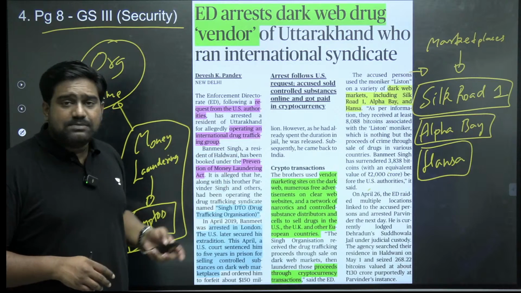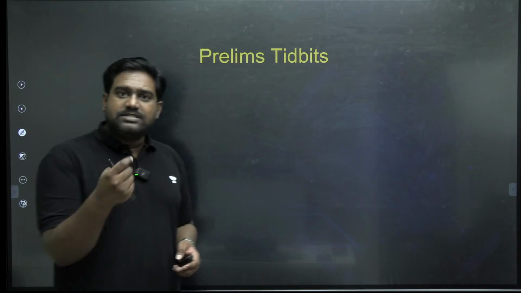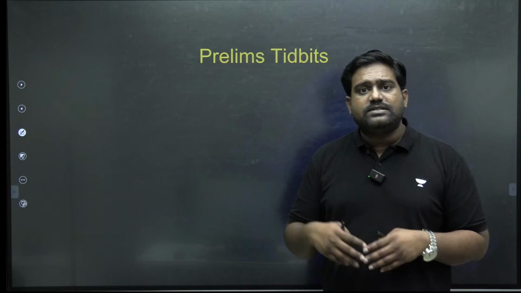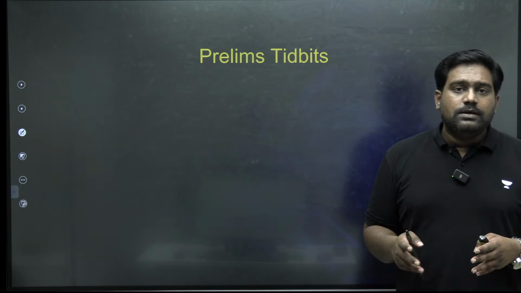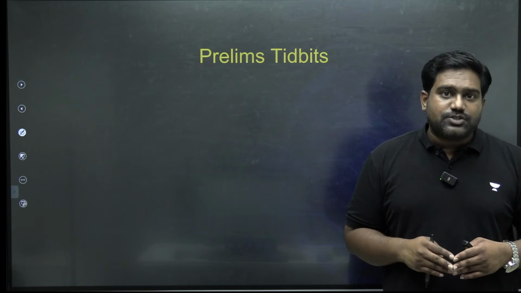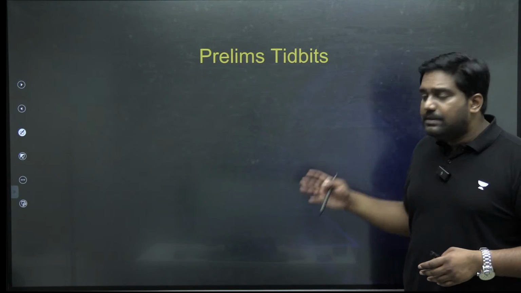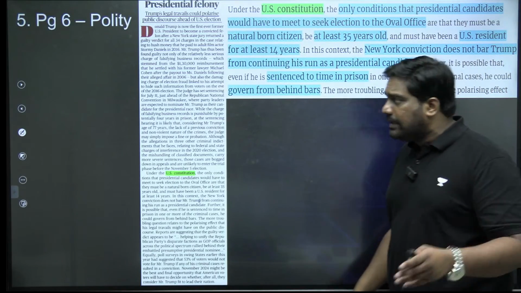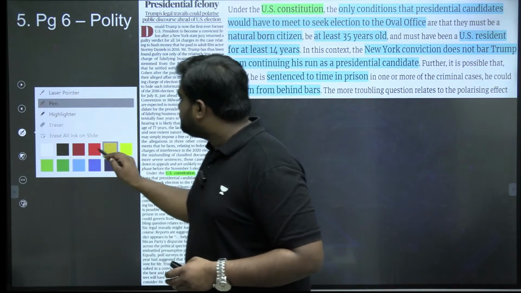Is that clear? So UPSC might ask a prelims question. The term Silk Road or Alpha Bay, Hansa, what are these? It's in news in relation to what? They are all marketplaces on the dark web where illegal commodities are sold and traded that enables criminal activities. Now coming to the prelim section, let's take a quick look at all the small articles.